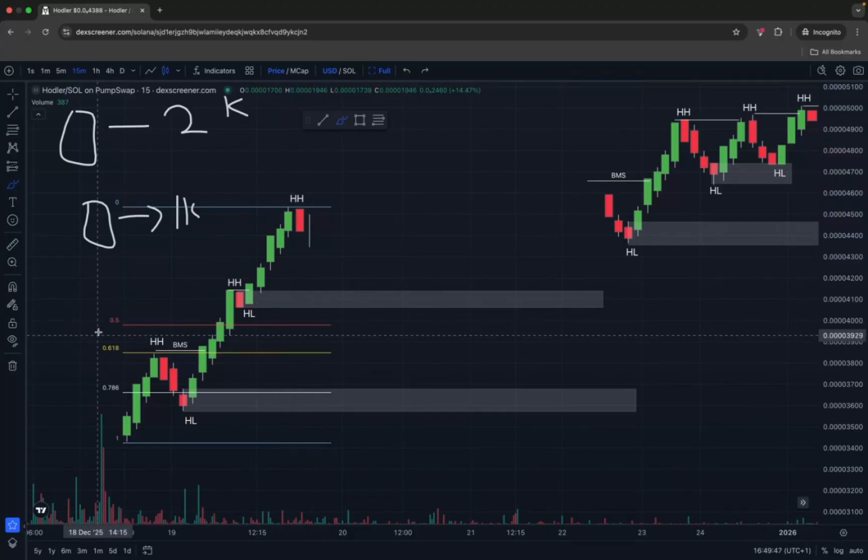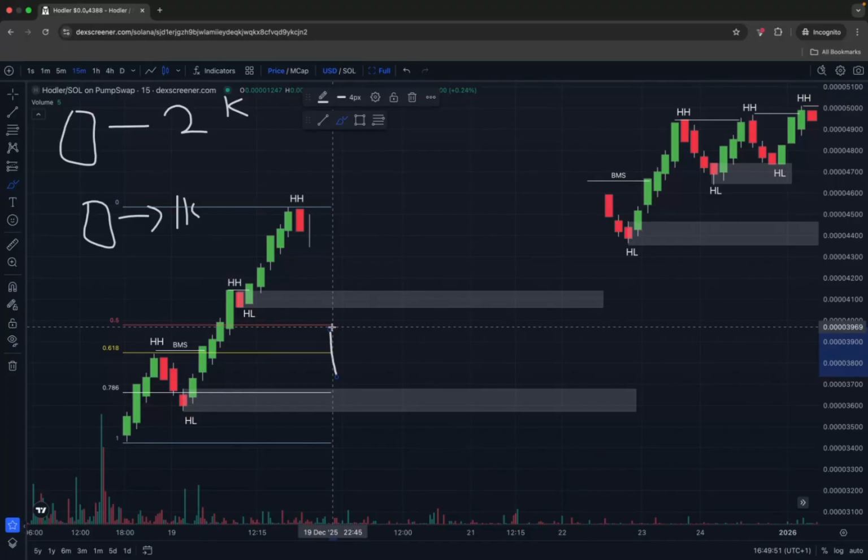You want to look for this red line 0.5 and below it. That's when you should buy. If you get the confirmation at 0.5, you can buy. But the best is below, at 0.618. Look for the demand that is there, the momentum break of market structure. So that is what to do now.